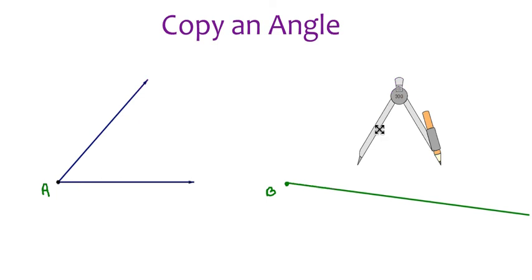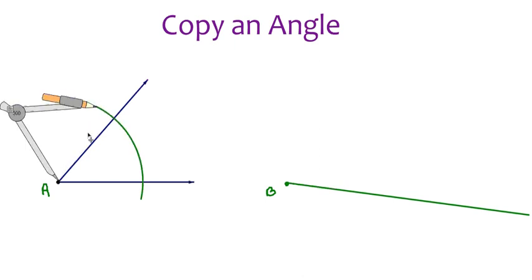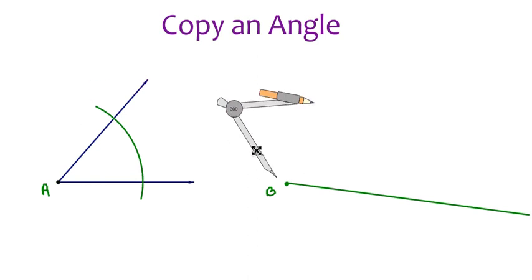In order to do that, I'm going to take the pointed end of my compass and place it on the vertex of the first angle, and then I'm just going to draw a circle like that. Now I'll move the pointed end of the compass and place it on point B and draw exactly the same size circle.